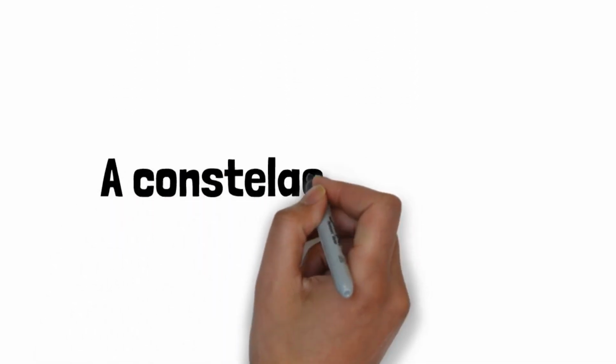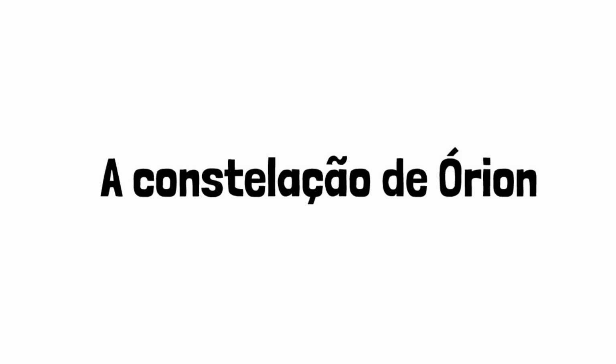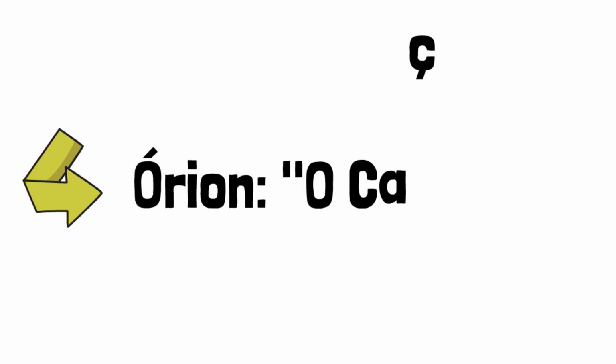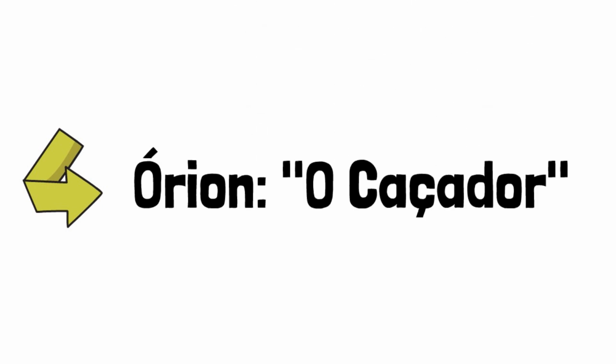Today, I will present the Orion constellation, an easy-to-identify constellation in the night sky. When we talk about Orion, we are talking about a hunter, a character from Greek mythology.